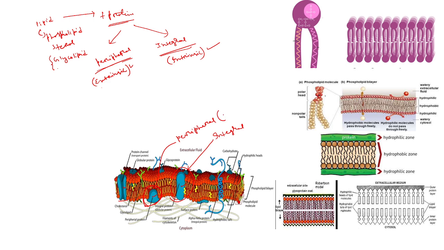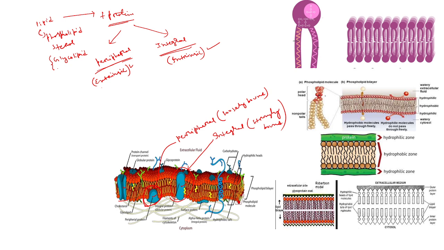Because the peripheral proteins are present only at the outer side, they bind the lipid membrane very loosely. And the integral protein, because it is already buried in the middle of the bilayer, is strongly bound to the lipid bilayer. Okay, so this is the structure of the lipid. One is the peripheral, another is integral.